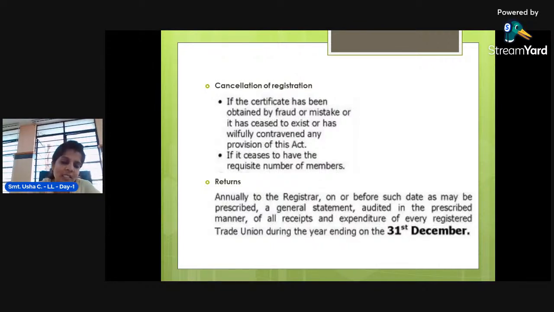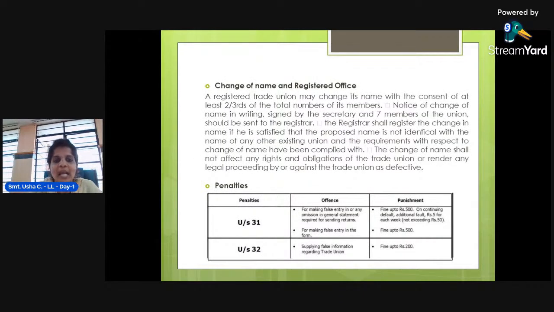Since it is a non-government, non-profit organization, it has to prepare a receipts and expenditure statement in the prescribed format, and it must be produced to the registrar on or before 31st December every year. After the registration, it has to fulfill this. And when it is necessary to change the name of the trade union or the registered office of the trade union, they have to give a notice, and get the consent of the members of the trade union by conducting a meeting.